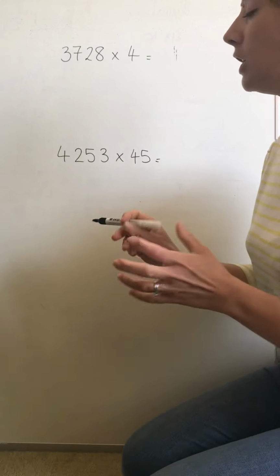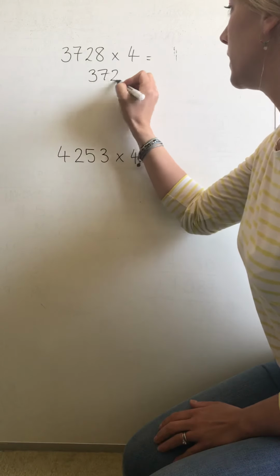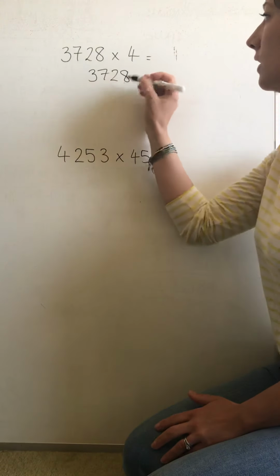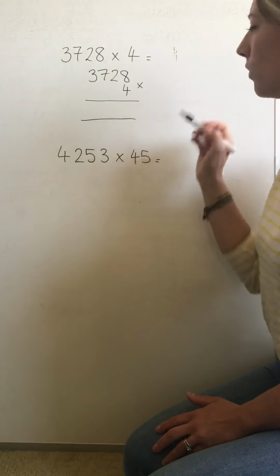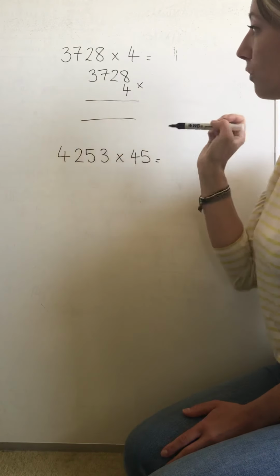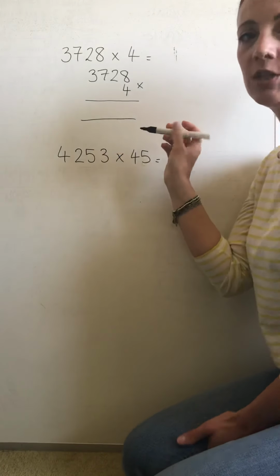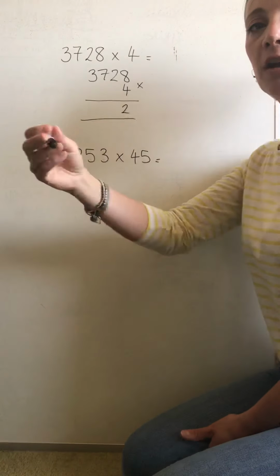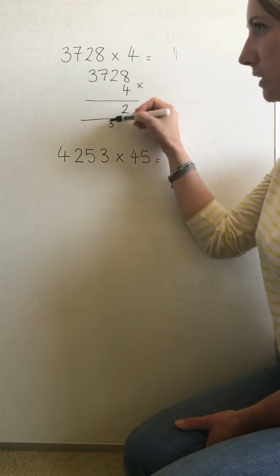So we set it out just like we would do a column addition. We put the first number at the top, and we have to make sure we line up the units with the units, so the ones with the ones, like this. Then we're going to multiply every part of this number on the top by 4, starting on the right hand side. So we start by doing 8 times 4, which is 32. We put the 2, and just like in column addition, we carry over the next digit, so that will be the 3. That's a 30, so it needs to go in the tens column.